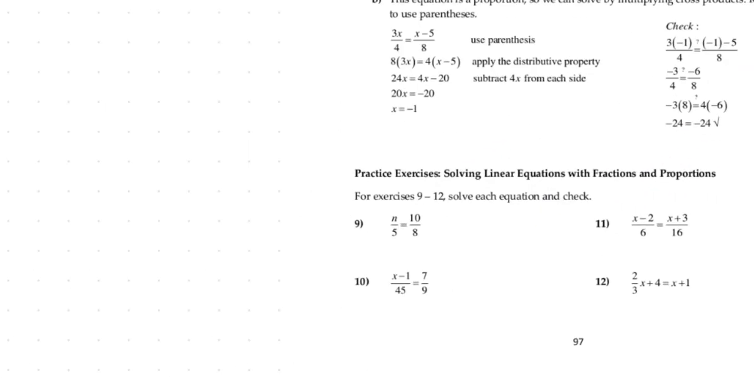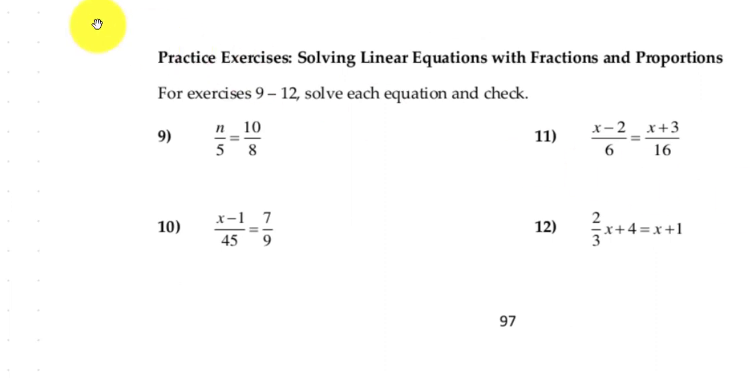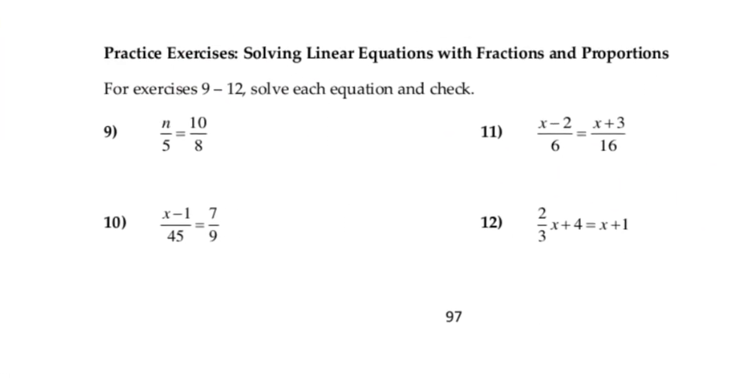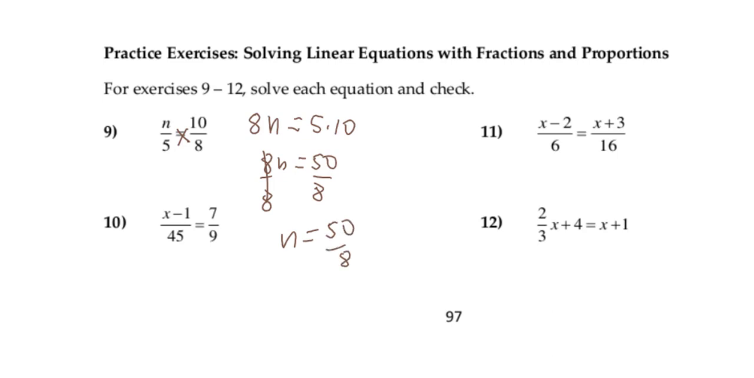Let's see here. All right, so if you look at something like number 9 on the next page, right, I'm going to cross multiply, right? So that's going to give me 8 times n equals 5 times 10, which is 8n equals 50. Divide everything by 8 to get n equals 50 over 8. You could leave it like that. If you want to reduce it, you could, right? I could divide everything by 2 to get 25 over 4. That's fine. I would accept either answer.